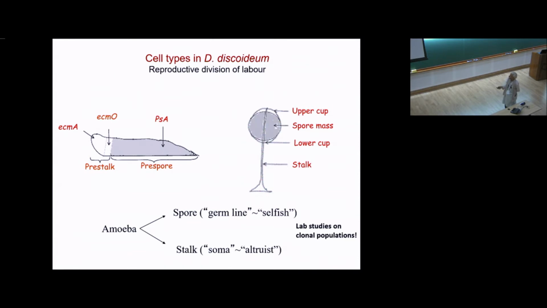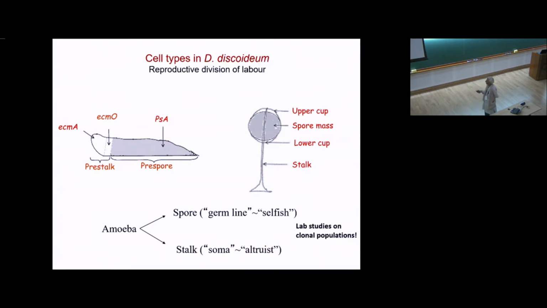And because, at least in this particular species, you have reproductive division of labor, namely the spores can reproduce, whereas the stalk consists of dead cells, the analogy has been made to the germline and soma of a multicellular organism, the germline being capable of reproduction and the soma not reproducing.